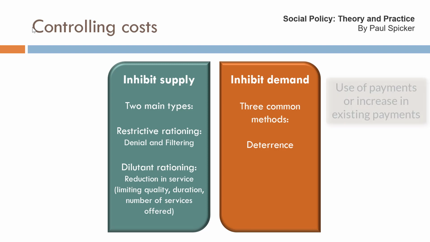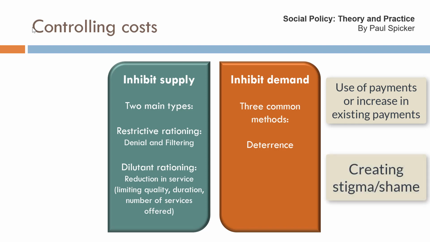One involves user payments, which basically means charging for services or raising the price for services. And when we do that, then demand is reduced because people are unwilling or unable to pay for a service. The second way in terms of deterrence is shame. So making receiving a service shameful, adding a stigma to it, etc.